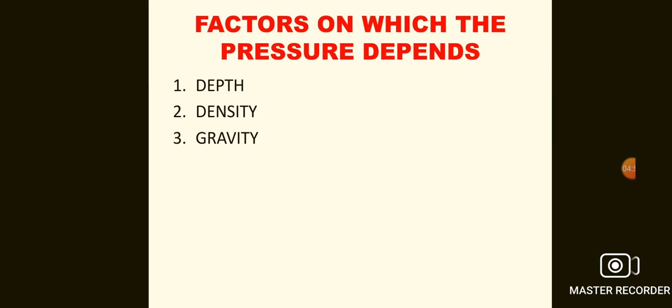Then third one is gravity. So it is also depending on gravity, because acceleration due to gravity, if there is gravity then only there will be a force exerted due to gravity. So it is also directly proportional to gravity. More the gravity, more is the pressure.